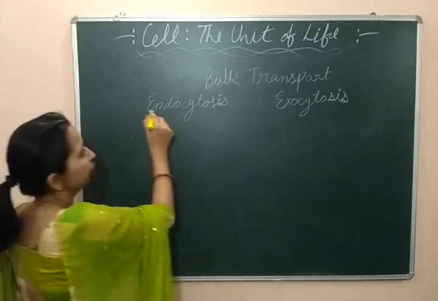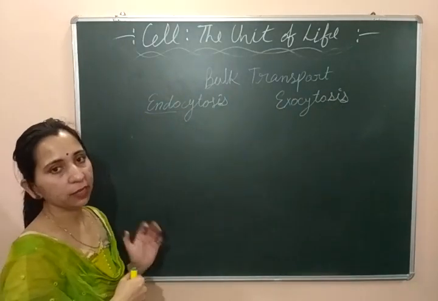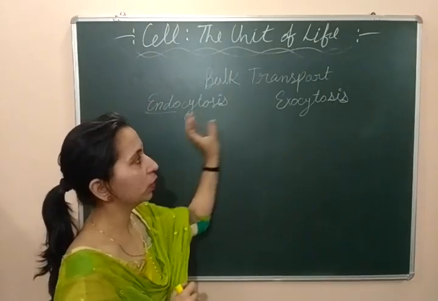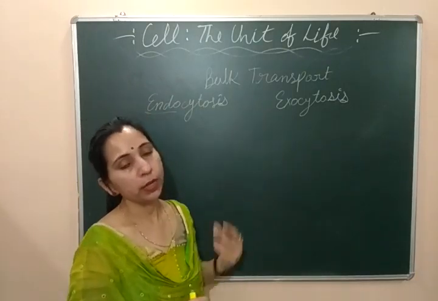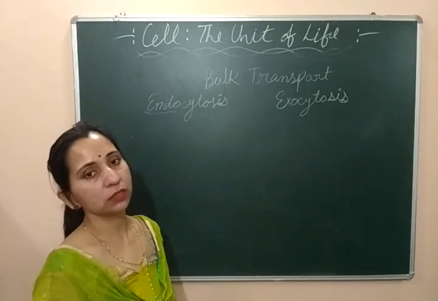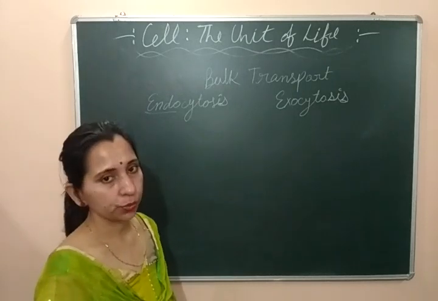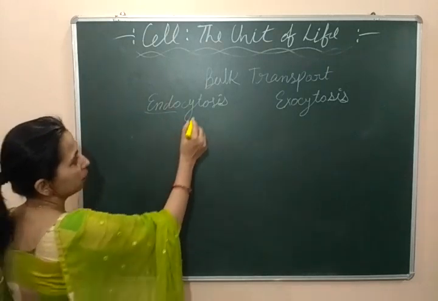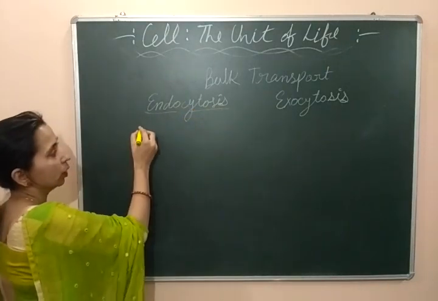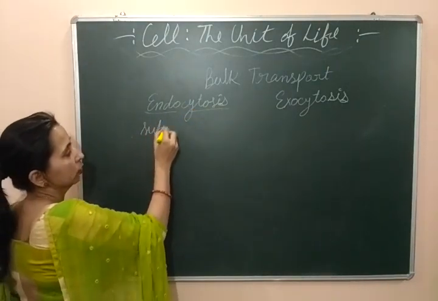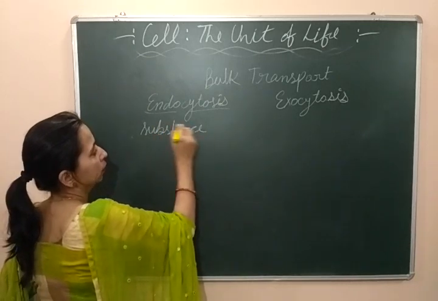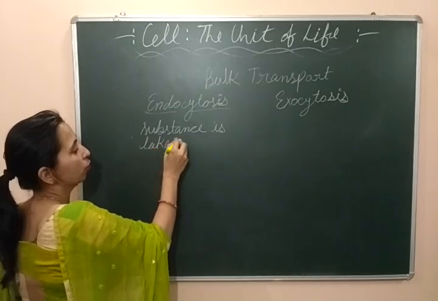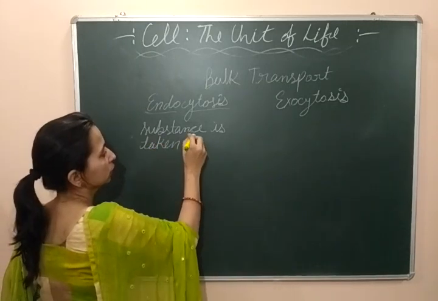Endo means inside. When any substance is taken inside the cell, then this process is known as endocytosis. And the word exo means out. When any substances need to be released outside the cell, then this process is known as exocytosis. First of all, we will discuss endocytosis. Means substance is taken in. जब सब्सटेंस अंदर आ रहा है उस प्रोसेस को हम बोलेंगे endocytosis.